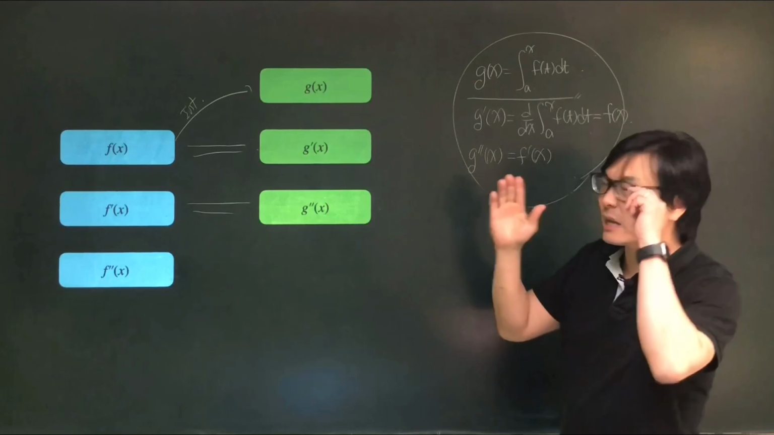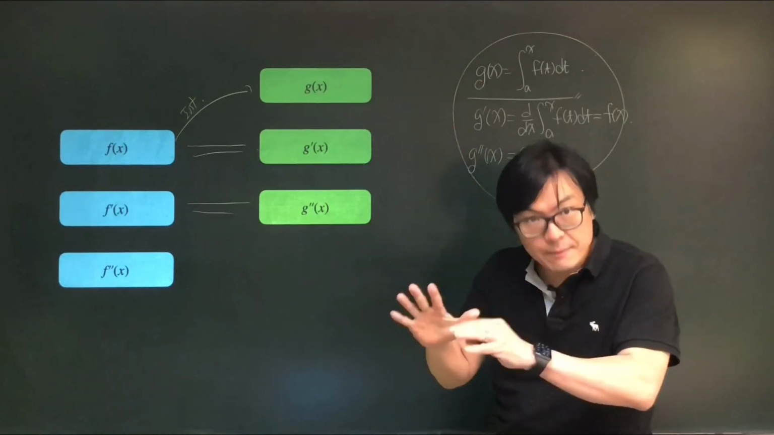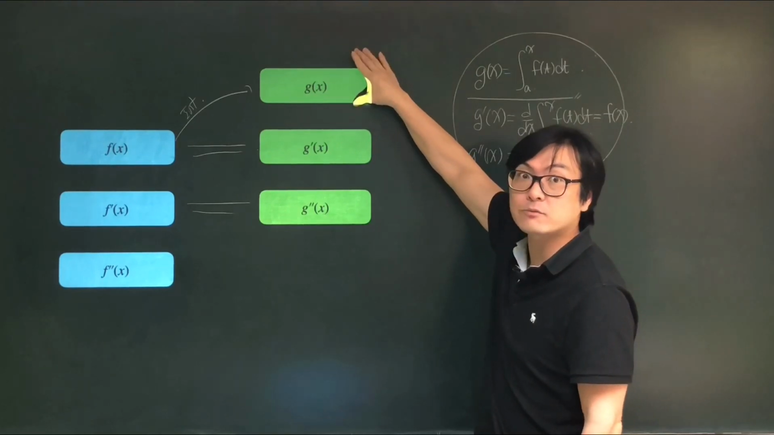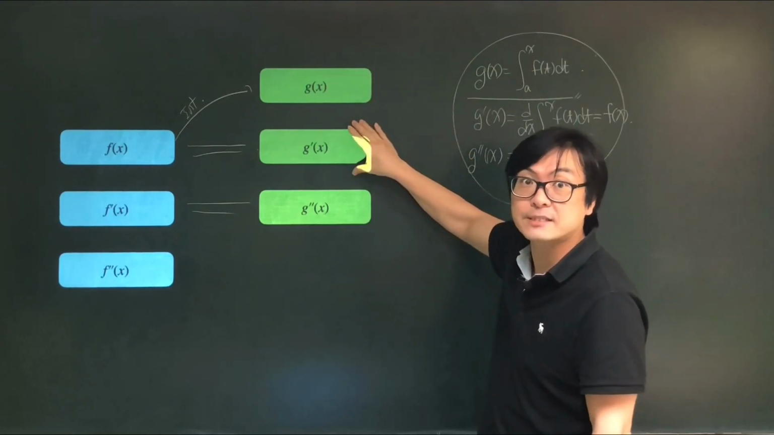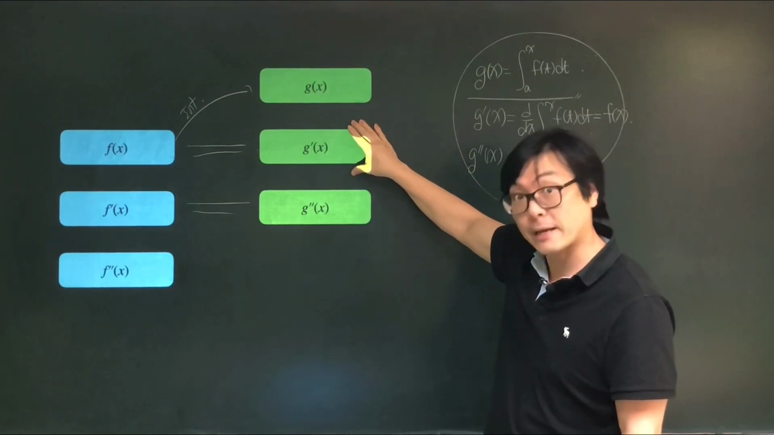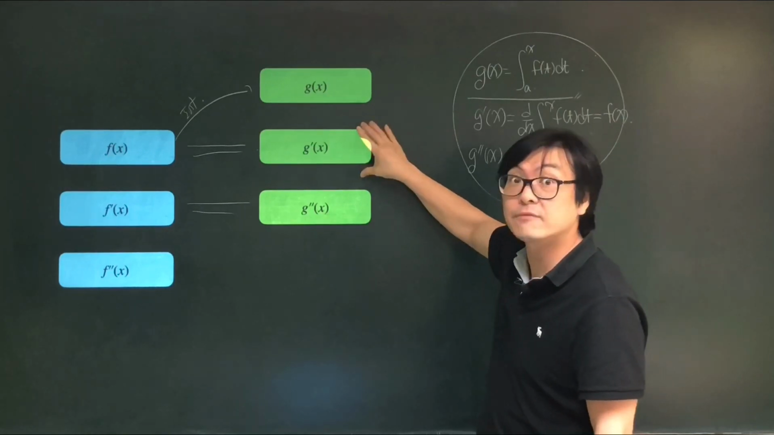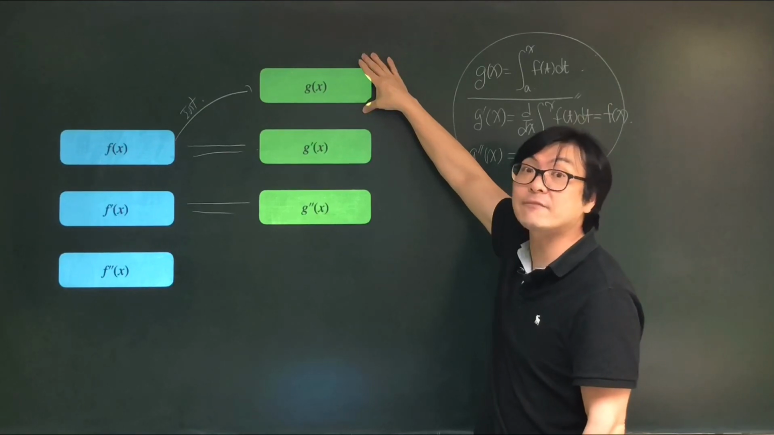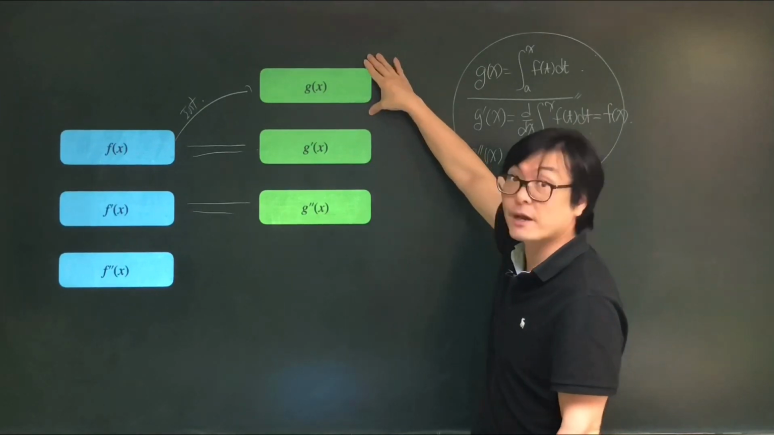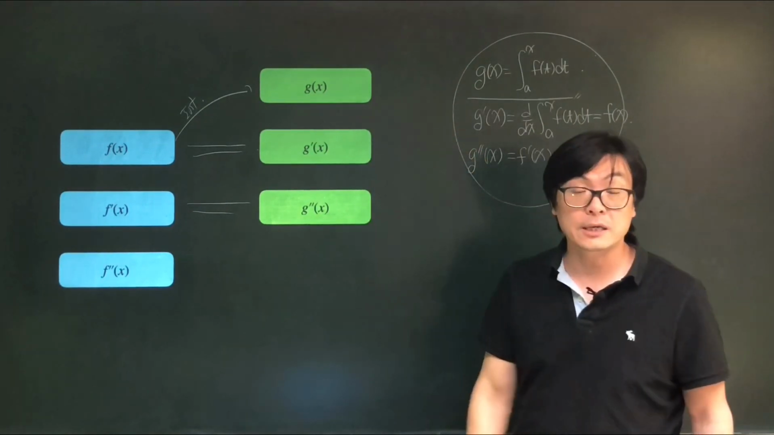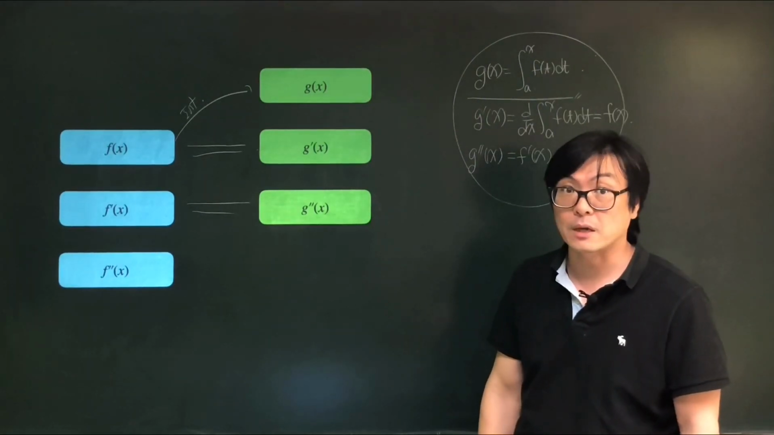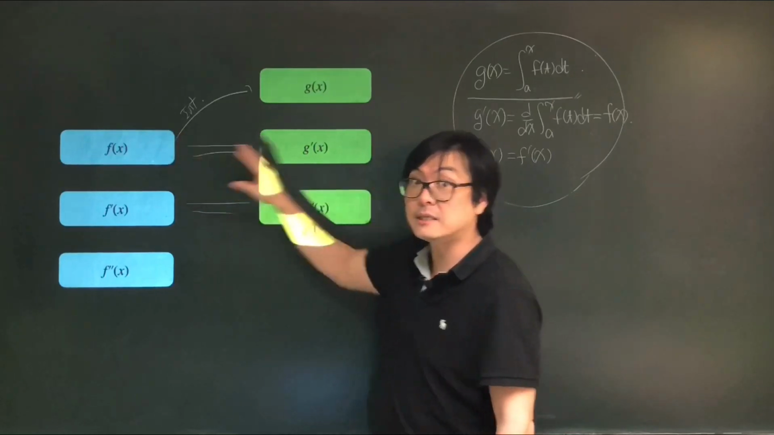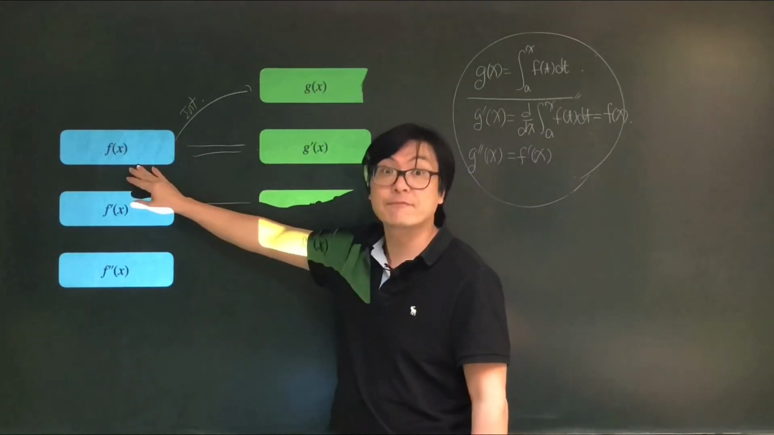So if the question asks about g of x, same as before, for increasing, decreasing, or relative maximum or minimum of g of x, we have to investigate g prime x. Or if you want to find the concavity of g of x, then we have to examine g double prime. But because g prime x is the same as f of x, instead of this one, we'll check f of x.